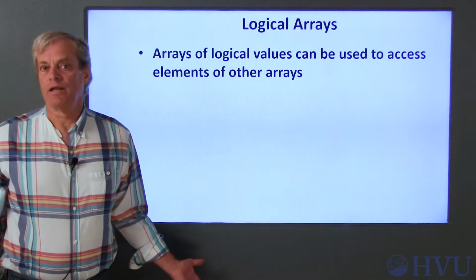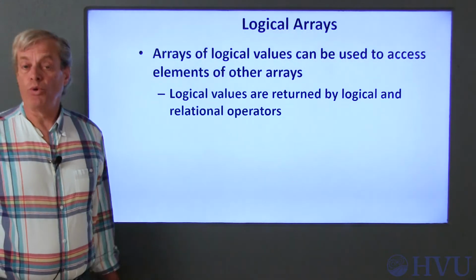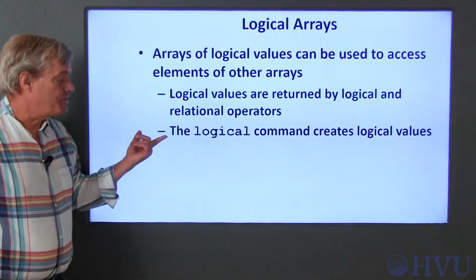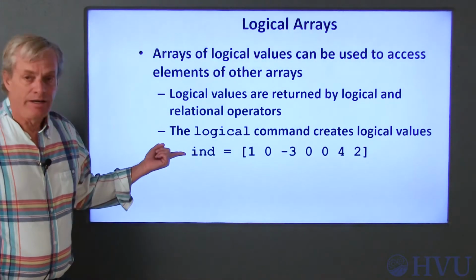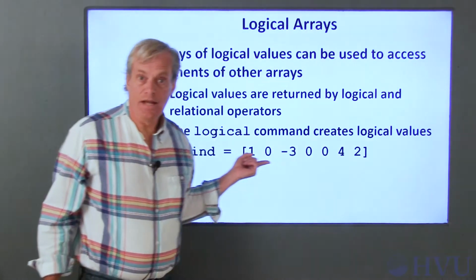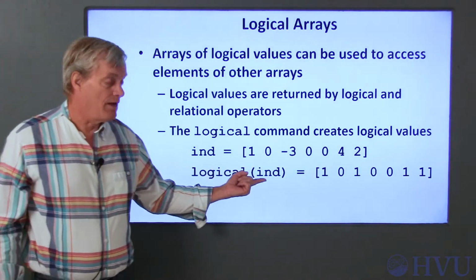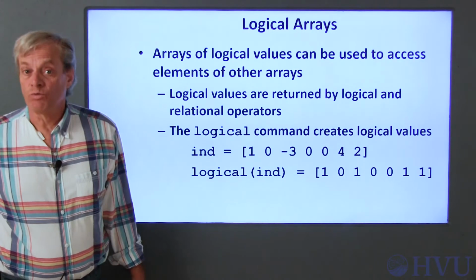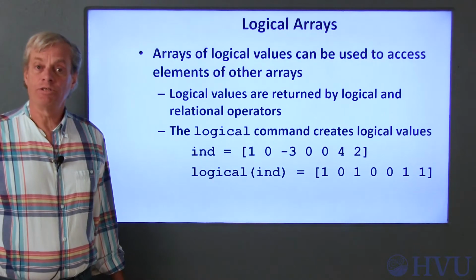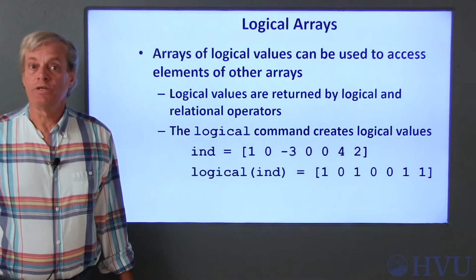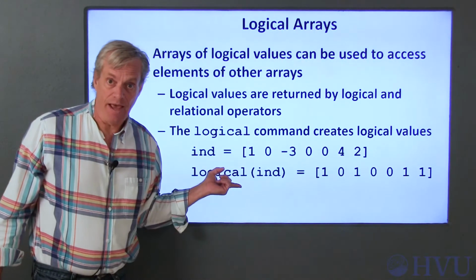There are two main ways to create logical values. As I showed you in the previous video, relational and logical operators both return logical values. You can also create logical values with the logical command. As an example, I've created an array IND containing these numbers. I can convert these numbers to logical values by typing logical of IND. According to Octave's rules for logical variables, any number that's not 0 is considered to be true, and Octave returns a 1. Any value that is 0 is false, and Octave returns a 0. So I get this array as a result of this command.